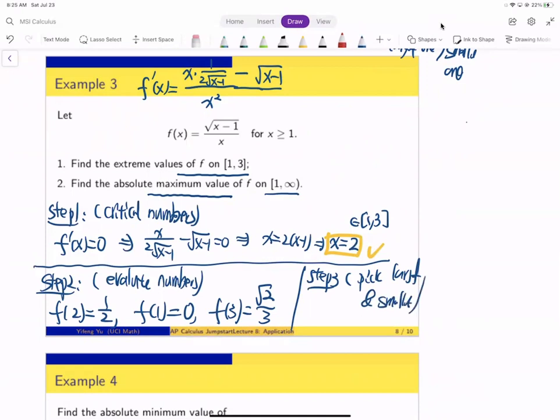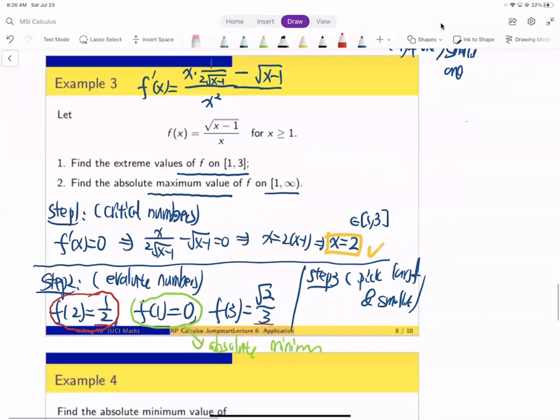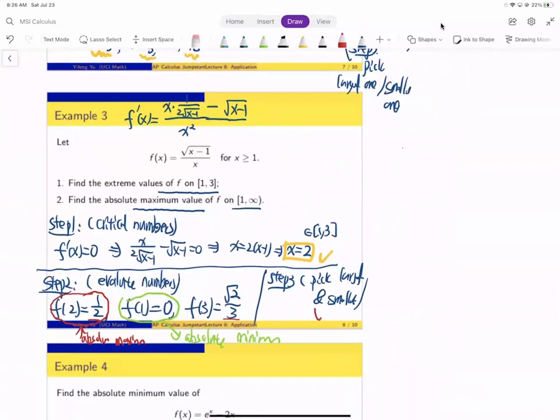Now, obviously, this one is the smallest, which is clear. So this one is the smallest, and this is the absolute minimum value. Now let's compare 1/2 and square root of 2 over 3. Which one is larger? We find the 1/2 is larger than the square root of 2 over 3. And then this one is the absolute maximum. Okay, so then we are done with this step.